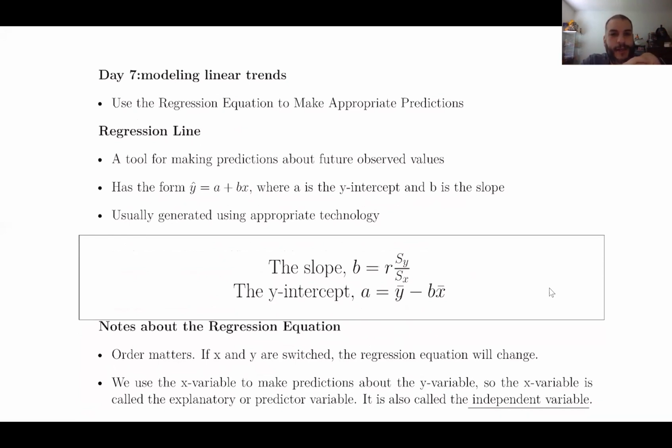All right, so today we're going to do day number 7. It's called modeling linear trend. If you remember what we did on Friday, we started off with the correlation coefficient, which tells us the strength of our linear line. It tells us how strong of a linear trend we have.